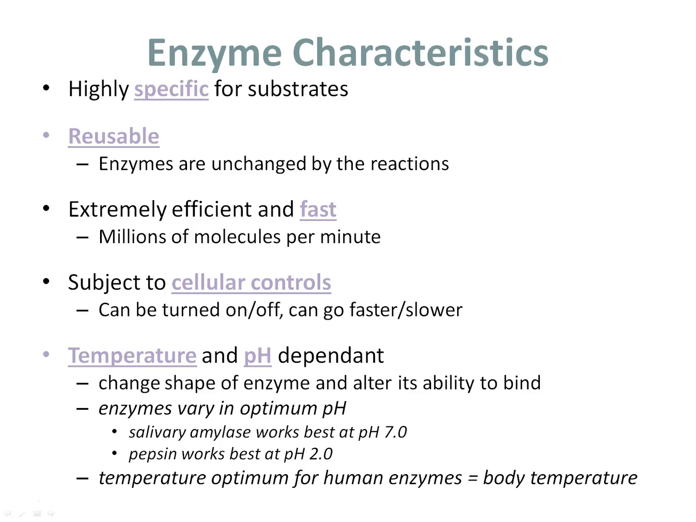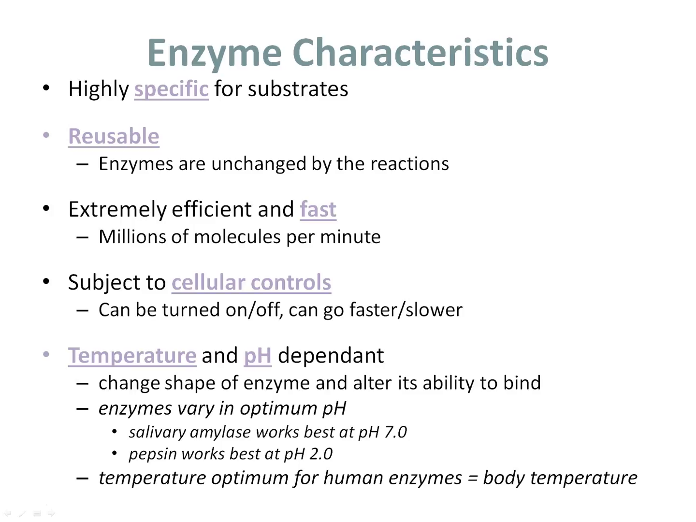So some enzyme characteristics. They are highly specific for substrates. They only accept one substrate in their active site. They are reusable because they are unchanged by the reactions. They're extremely efficient and fast. They're subject to cellular controls, which means that we can turn on or off an enzyme or make that enzyme go faster or slower. Enzymes are also temperature and pH dependent because temperature and pH can change the shape of the enzyme and alter its function.